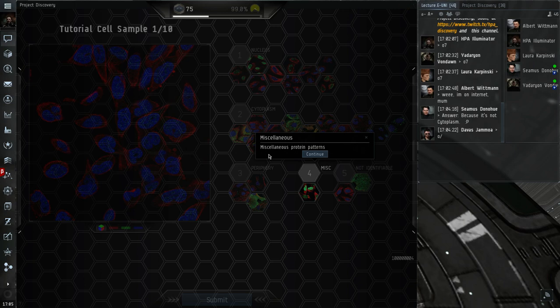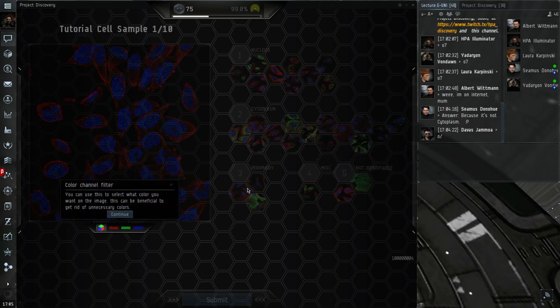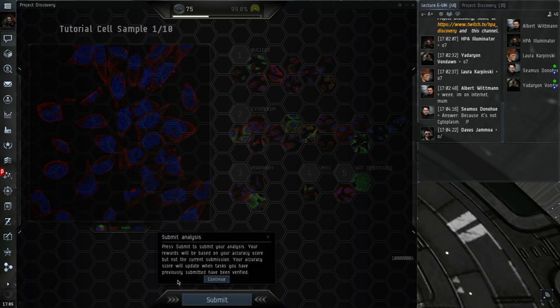Then we have what we call cell-to-cell variations. And sometimes we have images where there is no staining or the staining is very unspecific. There are color channel filters where you can toggle the different colors on and off. I would recommend you to use green only to view the protein, and then toggle red on, toggle red off, toggle blue on, toggle blue off. And when you're finished, you click submit to submit your analysis, and you will get a reward which is based on your accuracy.